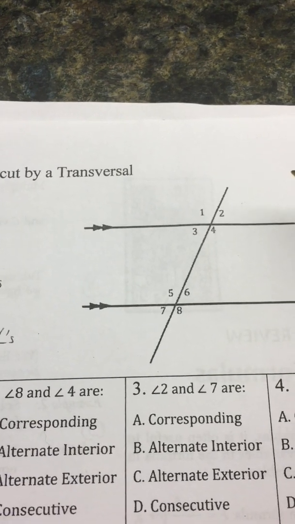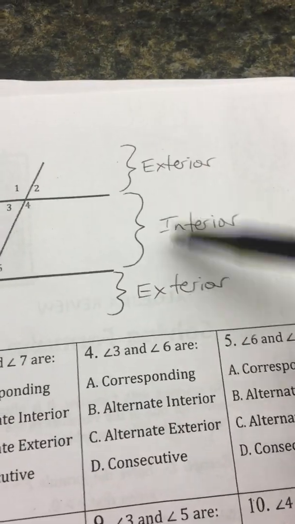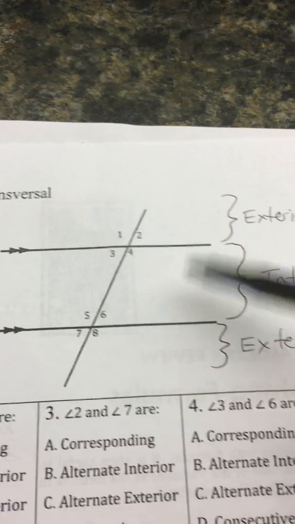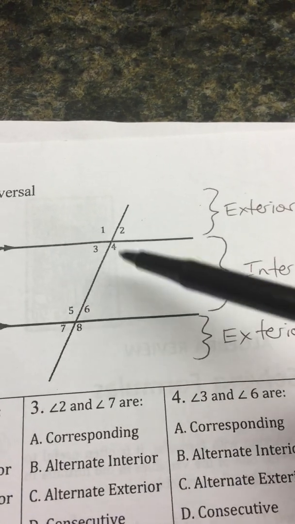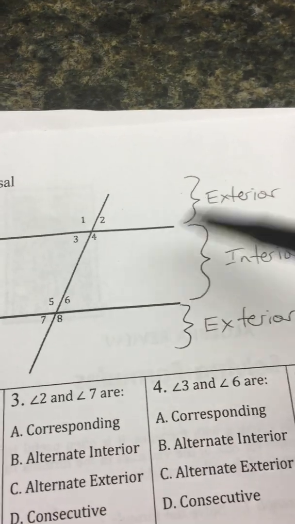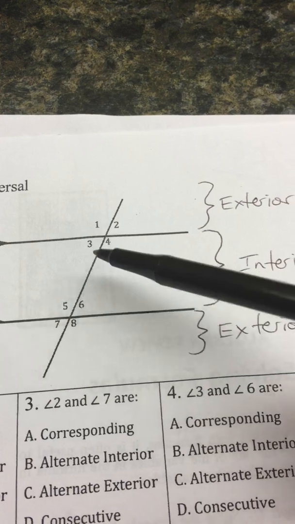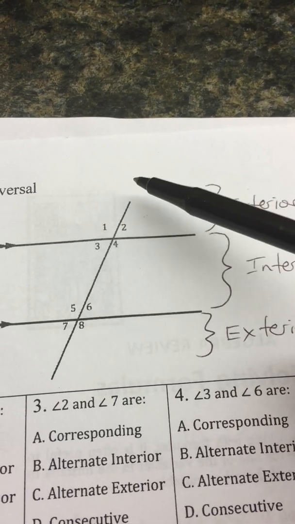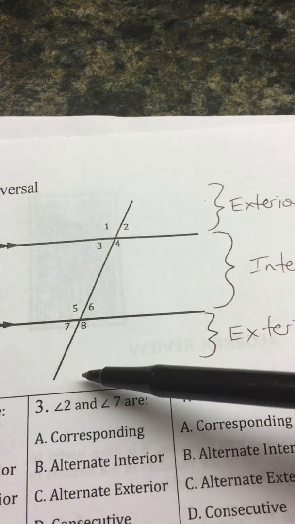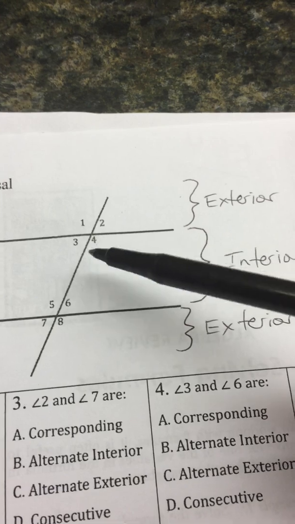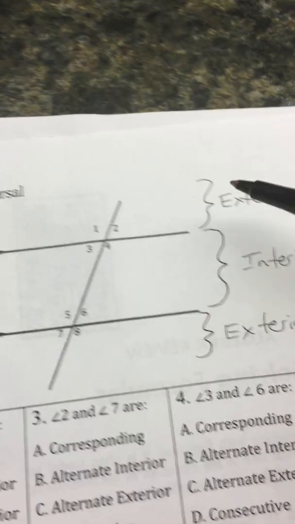All right, other words that are used are interior and exterior. Between the two parallel lines is your interior area. So this is interior, between the two parallel lines. Outside is exterior, and outside is exterior. So you have four angles in the interior, and two angles in this exterior and two angles in this exterior. They're going to be using the terms interior and exterior, so you need to know whether you're inside or outside.